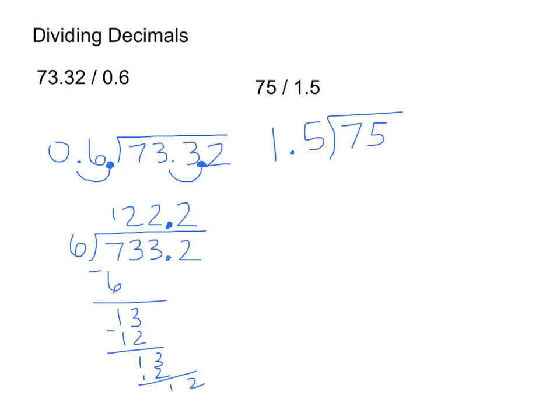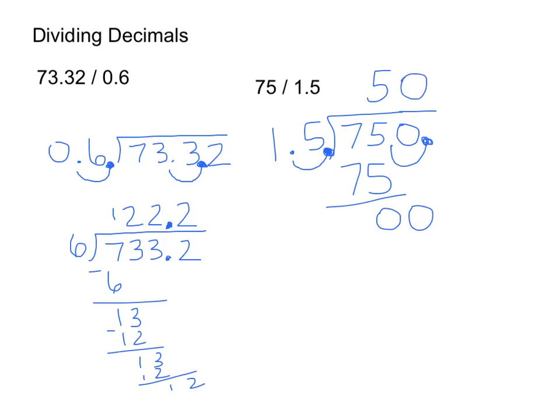Both of my examples, I only had to move it one place. Sometimes you might have to move it two. And I do the same thing over here in my dividend. Even though there's no decimal, there really is right here. So I move it over one place, which means I must fill in a 0 here. So now I'm going to say, how many times does 15 go into 75? It goes in there 5 times. 5, 75, 0, bring down a 0. Don't forget, 15 goes into 0 0 times. And my answer is 50.